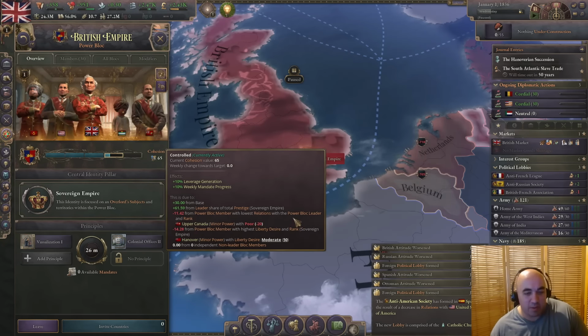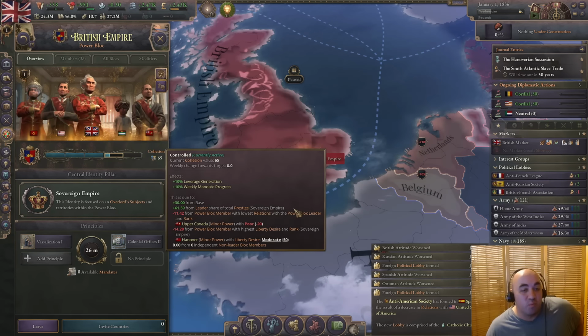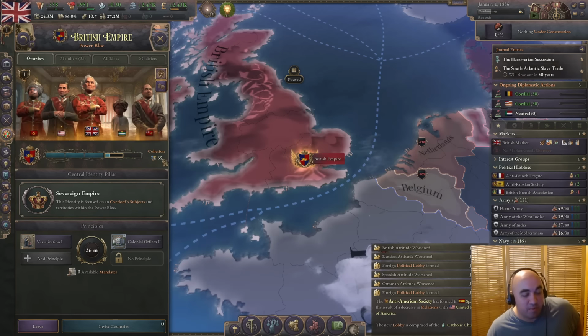We will also gain an amount based on having the highest prestige in the block. Generally speaking, the really big drawback of Sovereign Empire is that it's hard to get over and maintain over 80 cohesion while still benefiting from the block and playing the block how it should probably be played.